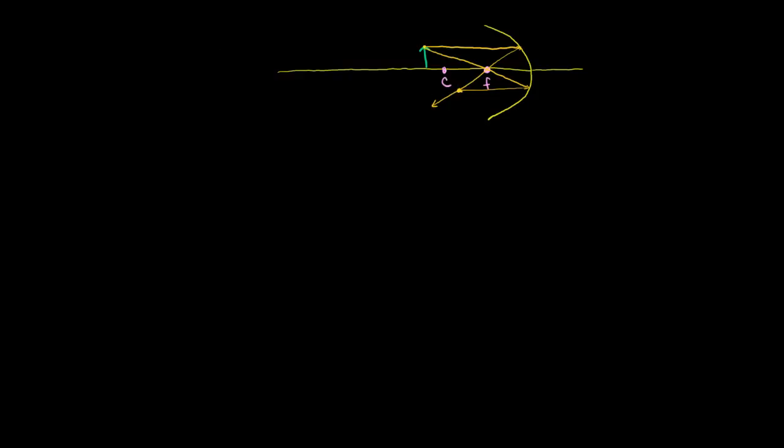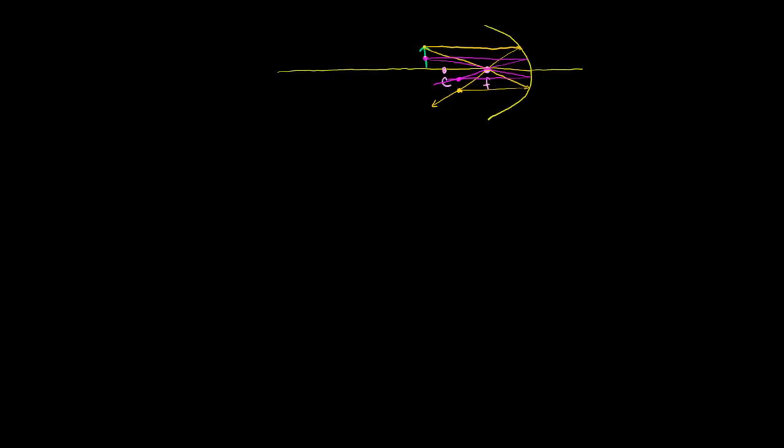And we could actually do it at every point along the arrow, this halfway point of the arrow, same thing. A parallel incident ray will reflect through the focus. And I'll just do it for this one right over here. It will reflect through the focus. And then an incident ray that goes through the focus will reflect parallel. So this point will correspond to this point over here.